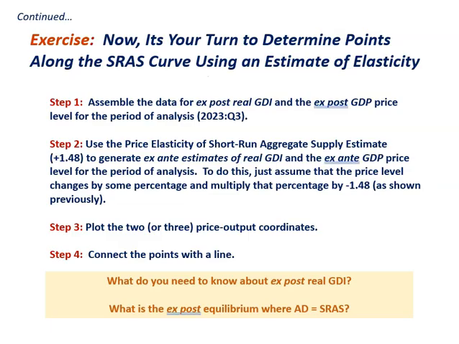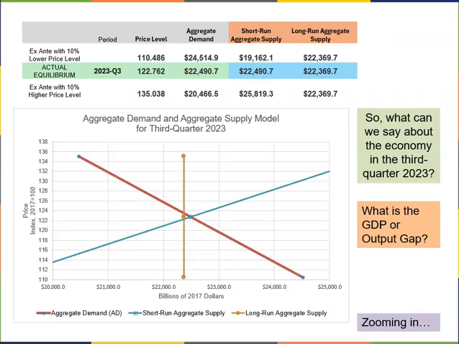Now, it is your turn to determine the coordinates for the short-run aggregate supply curve, and then the long-run aggregate supply curve. The steps to do that are on this slide. Pause this video while you do that. Okay, hopefully you paused the video, and did that exercise before moving ahead. But if not, you now see the calculations for the other curves.